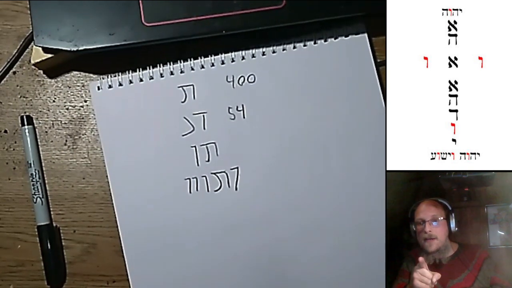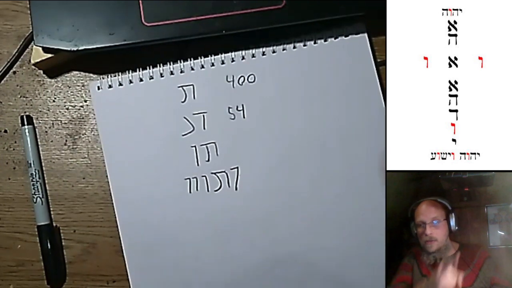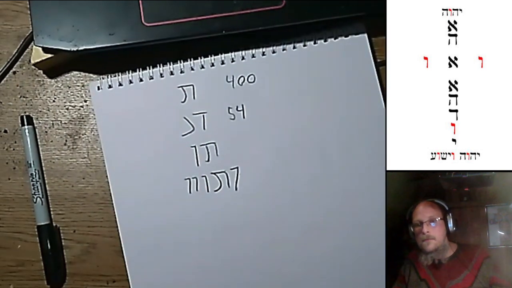But when you do that, you get 12 letters instead of 10. 12 for each of the tribes. 10 for the commandments. Because he's the master of both of them.